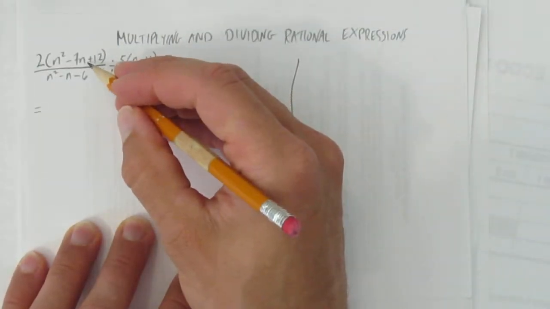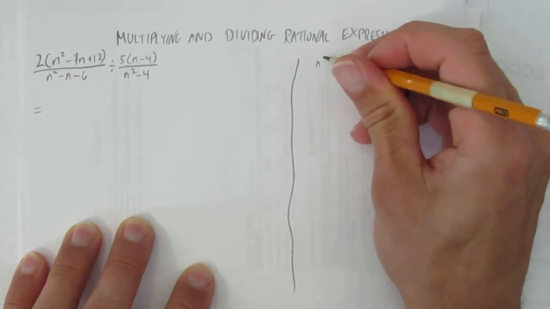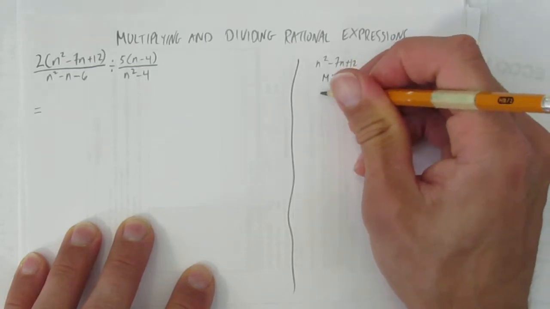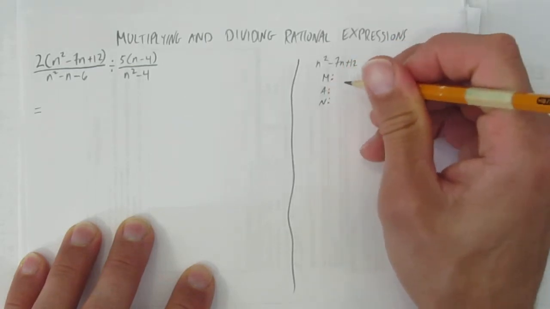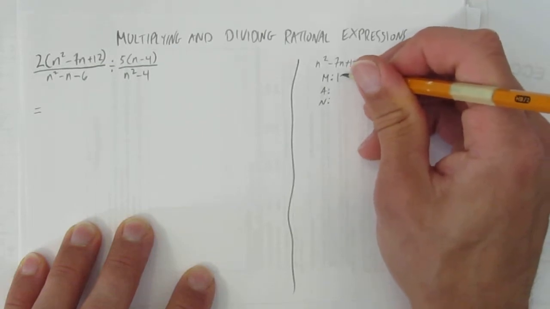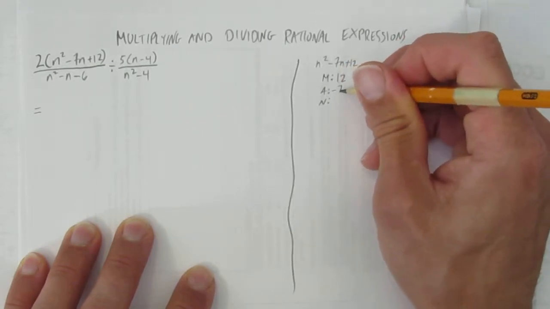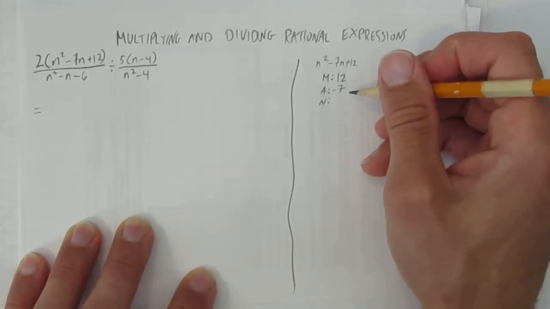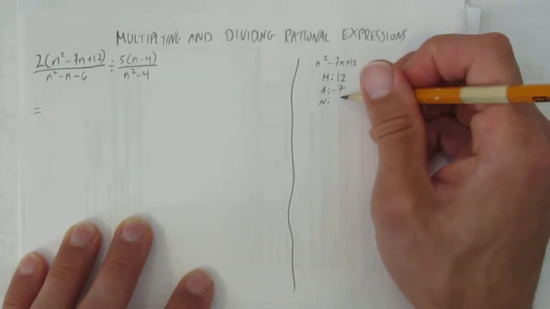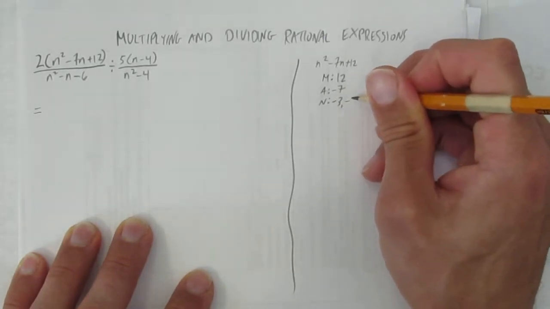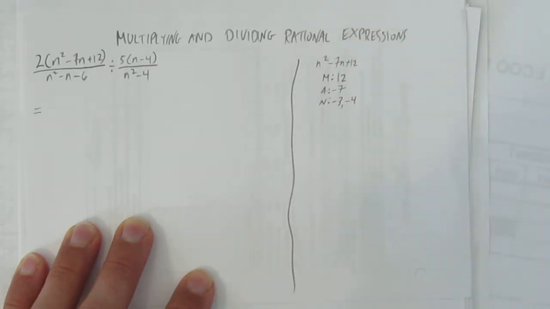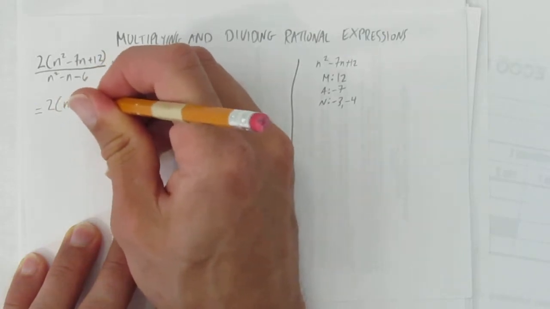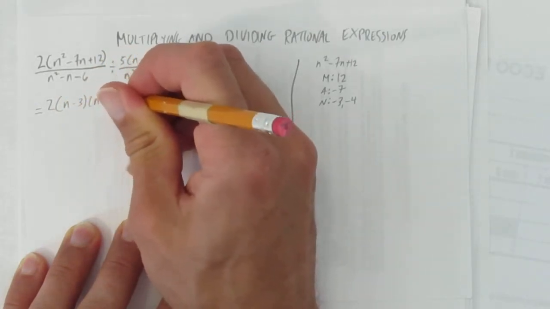First thing I want to do is factor this expression, n squared minus 7n plus 12. So for that, I'm looking for the two numbers: what multiplies to 12 and what adds to negative 7. If you don't know what I'm doing here, I suggest you watch the video on the Bergman technique. Nevertheless, what multiplies to positive 12 and adds to negative 7? The numbers are negative 3 and negative 4. I just did trial and error in my head. So I can replace this expression here with 2 times (n minus 3) times (n minus 4).